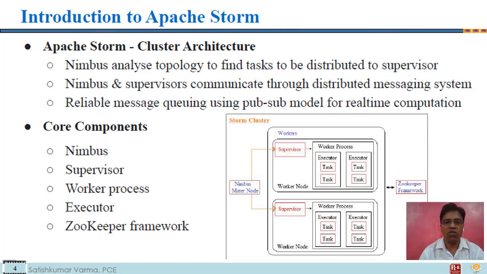Core components include Nimbus, supervisor, worker process, executor, and the Zookeeper framework. The master node runs a daemon called Nimbus, which assigns tasks to all worker nodes and monitors failures. Each worker node runs a daemon called supervisor, which completes the assigned task with the help of multiple worker processes. These worker processes create multiple executors to perform a particular task. An executor is a single thread spawned by a worker process and it runs one or more tasks, that is spout or bolt, in a topology for performing actual data processing. I will explain topology in a later section of the video.